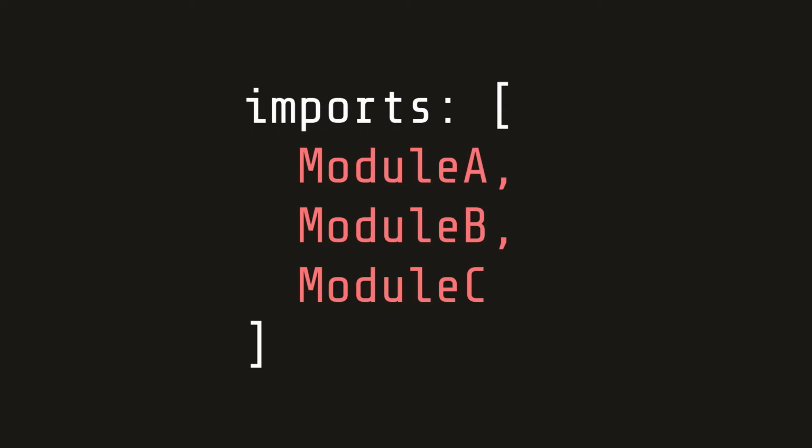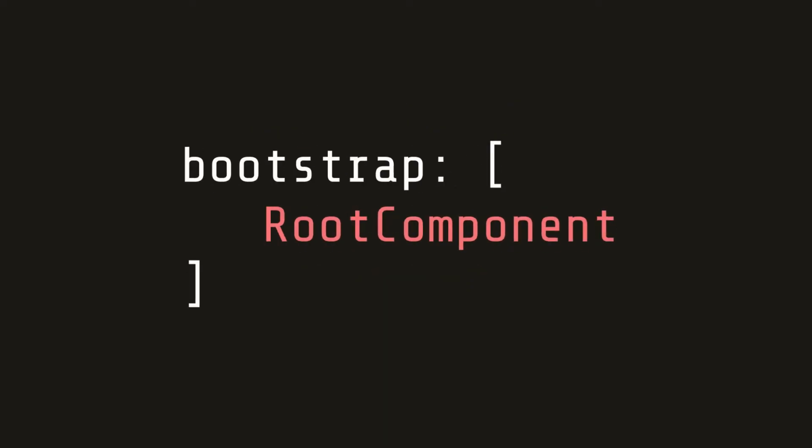Next, we have the bootstrap property, which defines a component that's used to initially load your application. By default, this will usually be the app component, which is created automatically by the Angular CLI.